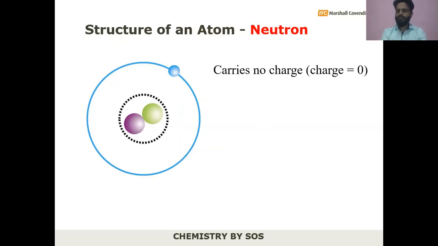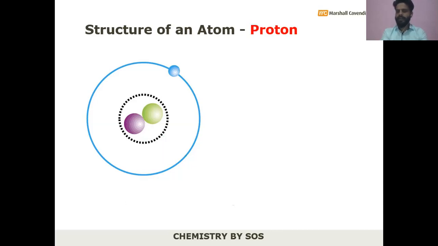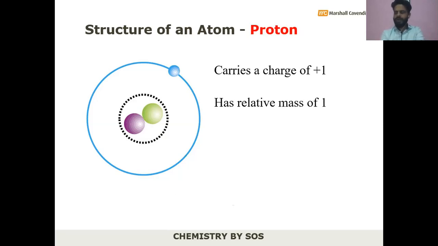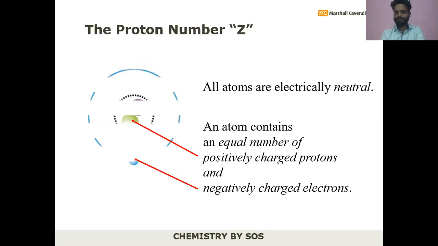Neutrons are neutral in charge. There is no charge on the neutrons. Their relative mass is 1, almost equal to the mass of proton. They are found in the nucleus and they are represented by small n. Protons are positively charged particles. Their relative mass is 1. They are found in the nucleus of an atom and represented by small p.